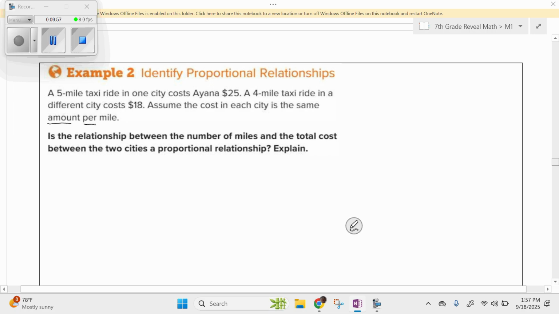Now, this is from last lesson, right? This kind of tells us how to set up our division. All right. Is the relationship between the number of miles and the total cost between the two cities a proportional relationship? Okay, so let's check it out. We are going to set this up and see how it says amount per mile. When we write our two ratios to check if they're equal, we can say amount per, that's the division bar or fraction bar, but we're learning that it means division as well, per mile.